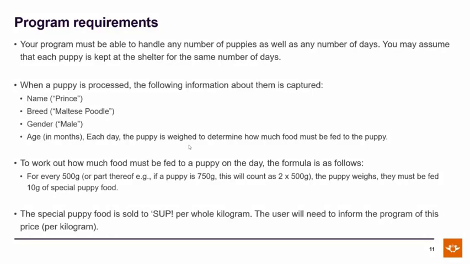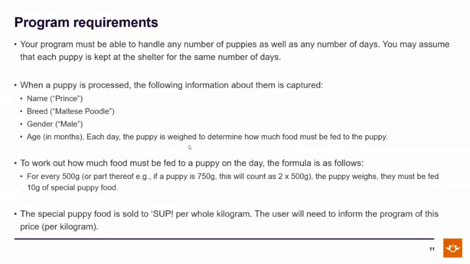I think that's the one thing missing from the slide: the weighing is done on a daily basis. To work out how much food must be fed to a puppy on a day, the formula is as follows: for each 500 grams or part thereof. So if a puppy is 750 grams, it counts as 2. So you kind of round up. For every 500 grams, a puppy must be fed 10 grams of special puppy food.